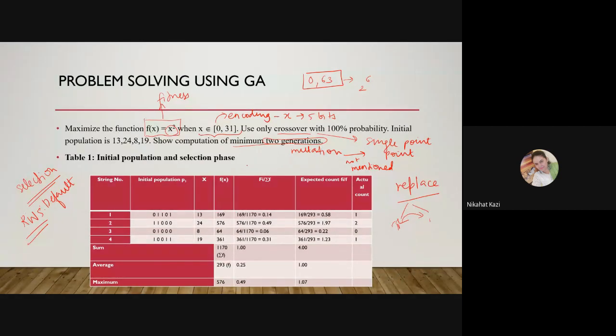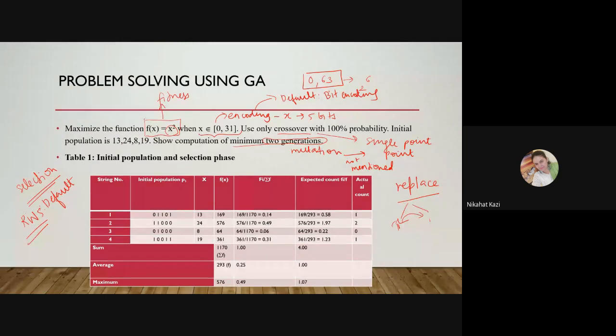Of course, encoding schemes are many. By default, you are going to use binary encoding, otherwise it will be mentioned. Most of the problems asked on genetic algorithms will not mention it, so you have to go for binary encoding, single point mutation, single point crossover, and roulette wheel selection as the default selection scheme. You have to follow these by default.